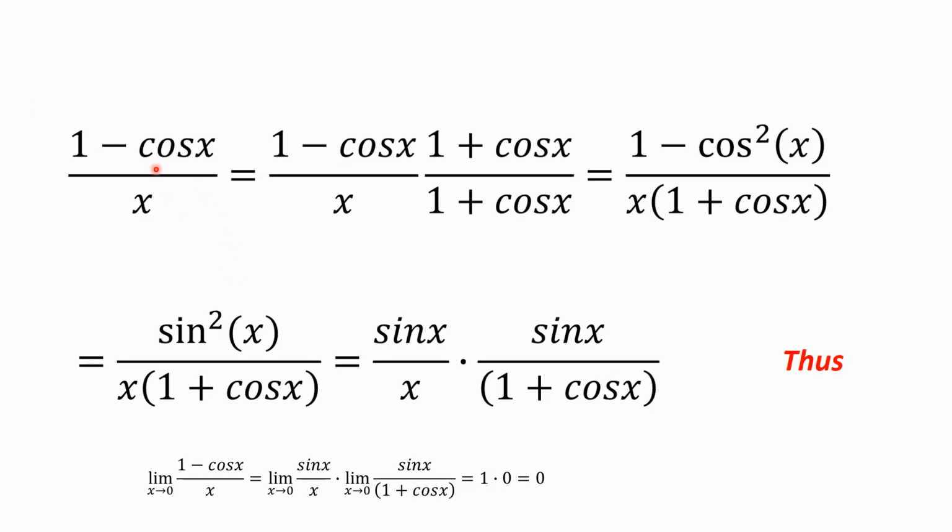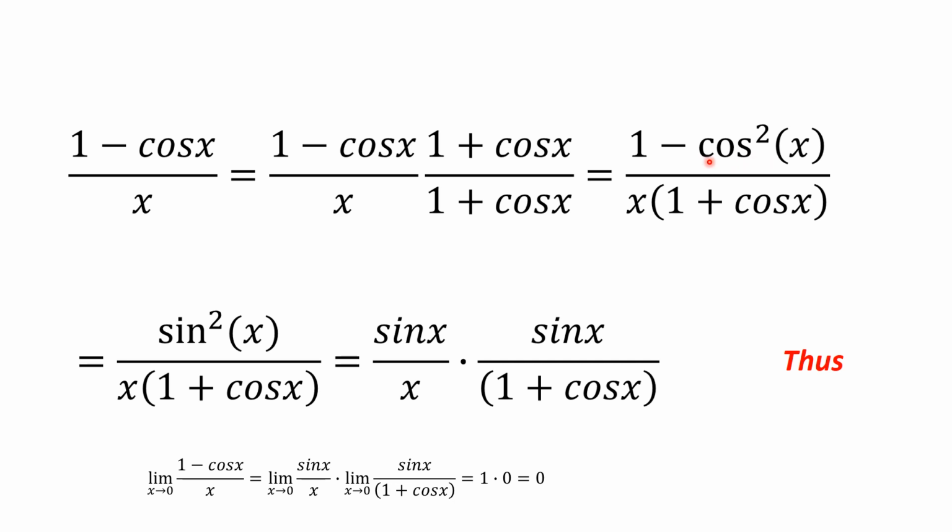Well, we're going to just use algebra, and we're going to multiply top and bottom by 1 in a clever way. So we'll take the algebraic expression that we have, and we're going to multiply top and bottom by the conjugate. Now, you see, we know that this is a minus b times a plus b, so this is going to be a squared, 1 squared minus b squared, which is the cosine squared.